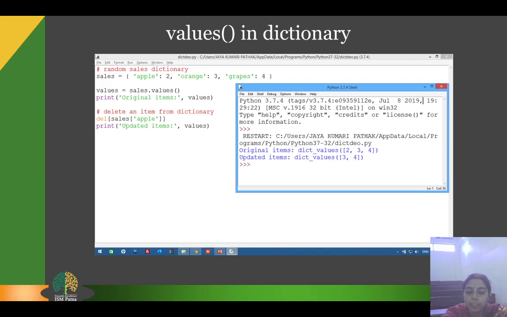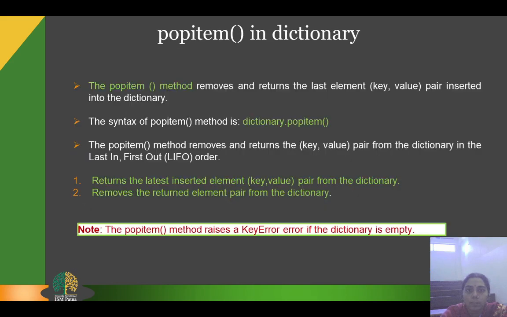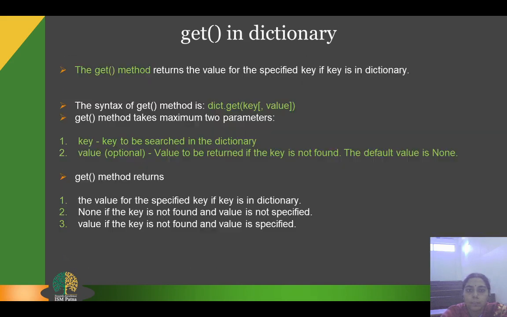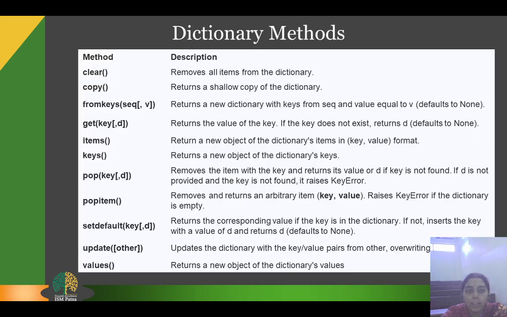We have discussed these functions: clear, copy, fromkeys, get, items, keys, popitem, setdefault, update and values. These functions are very useful when we work with dictionary items.